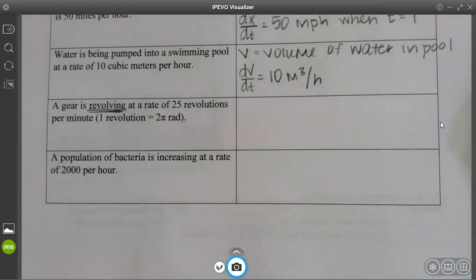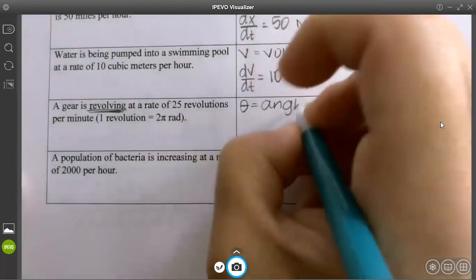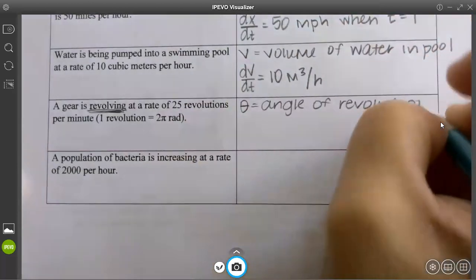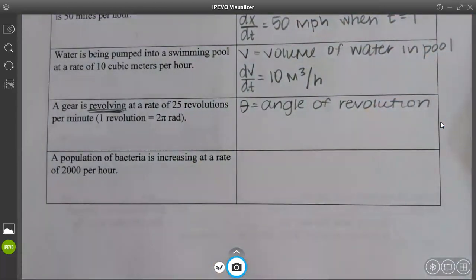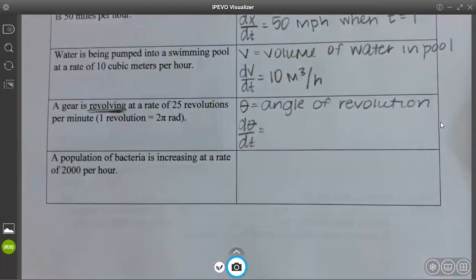If we have 30 degrees, what is that? Angle. An angle. We call angles theta. Very good. Okay, I said it was harder. Theta is the angle of revolution. The rate of theta with respect to time. It says 25 revolutions per minute, and one revolution is 2 pi radians. So how would I figure that out?